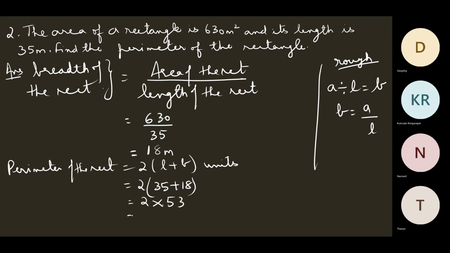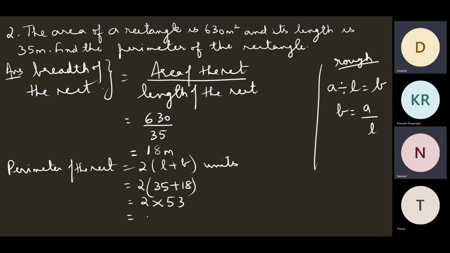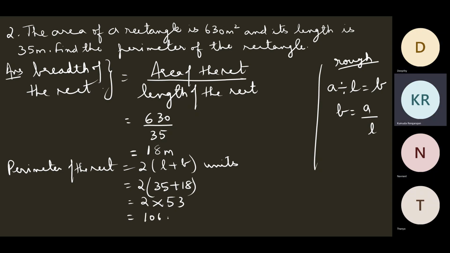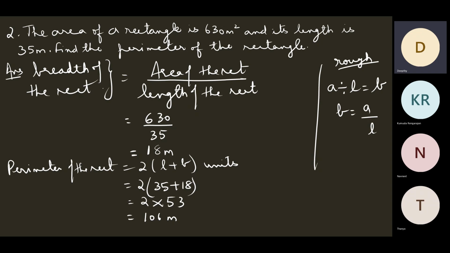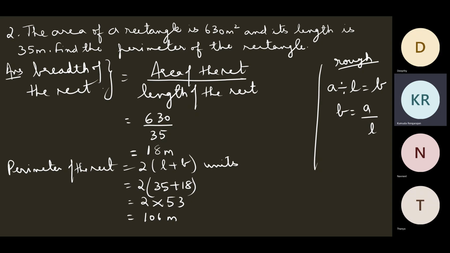Ma'am, it's not 53, ma'am, it's 52. Equal to 106 meters. Yes, Deepti. Did you say something, Deepti? Ma'am, I accidentally did the addition wrong. I got 52 instead of 53. Okay, darling. Correct it now. No problem.